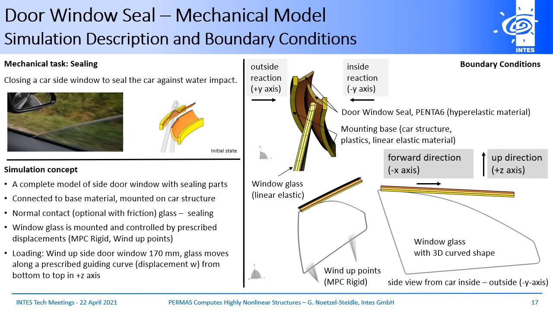For the simulation, a complete model is considered. Both sealing lips are connected to base material mounted on the car structure. We consider normal contact between glass and sealing, optional with friction. The window glass is mounted and controlled by a prescribed displacement of 2 wind-up points along a guiding curve. During loading, the glass moves in vertical z-axis.